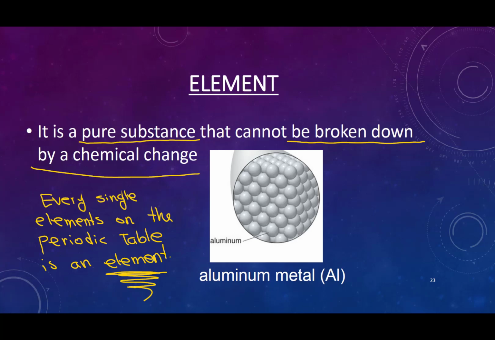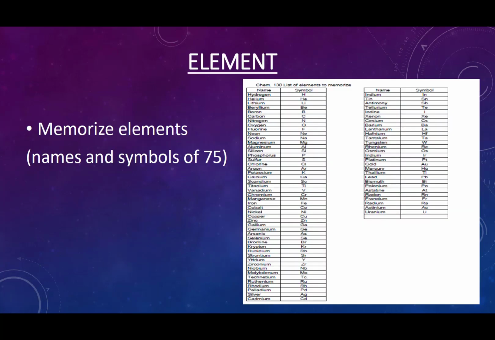Now this is the list that I have posted on Canvas, and you will be tested on the names and the symbols of these elements on the periodic table. Probably by the time you get to this chapter, you've already been tested on these elements. Then you could just practice on your own, just to make sure you still know the name and the symbol of the elements on the periodic table.